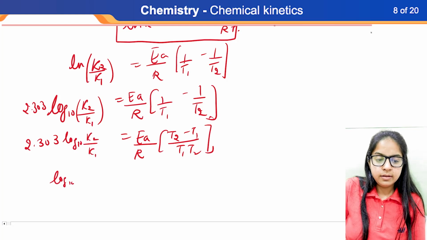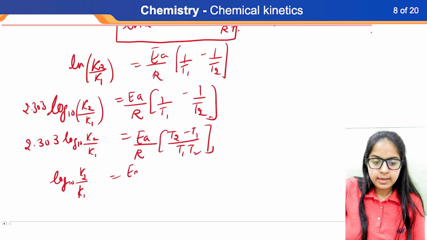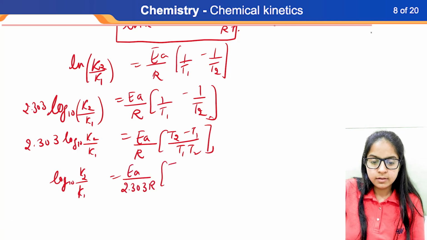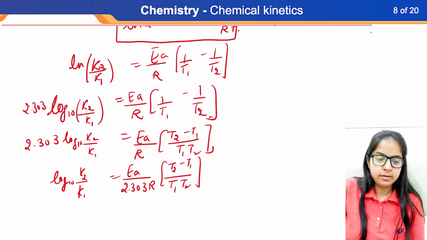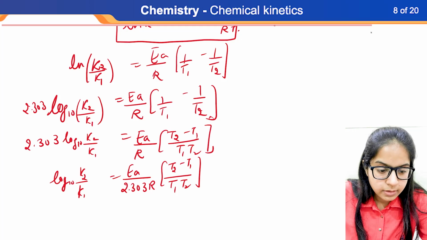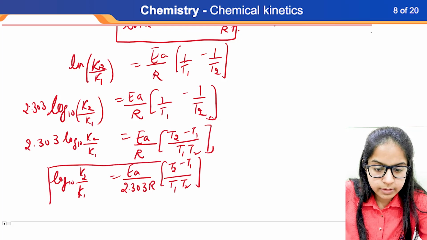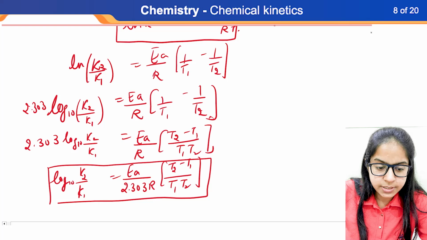Log 10 K2 by K1 will be equal to EA by 2.303 R into T2 minus T1 by T1 T2. Okay, so this will be our formula for the activation energy.